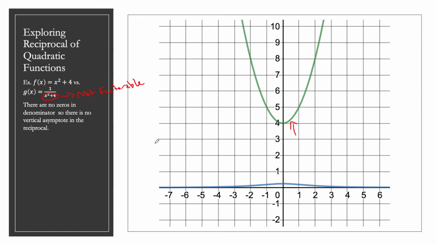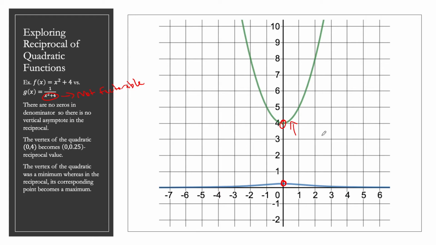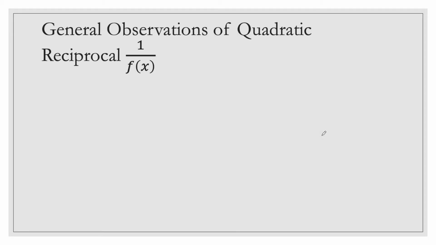Another important observation is the change of the position of the vertex. We notice that the vertex (0, 4), which is right here, actually gets moved to (0, 0.25), which is its reciprocal value. It's also worth noting that the vertex was a minimum in the quadratic function, whereas in the reciprocal function, its corresponding point actually becomes a maximum. So let's try our best to summarize our findings.